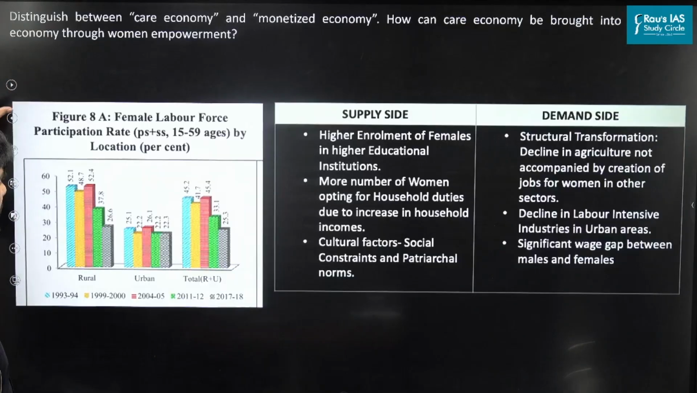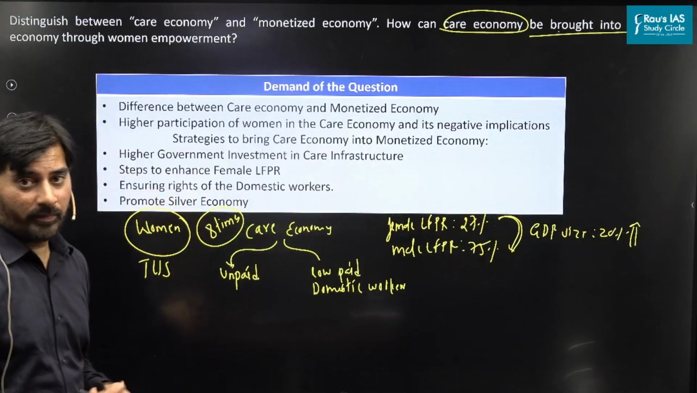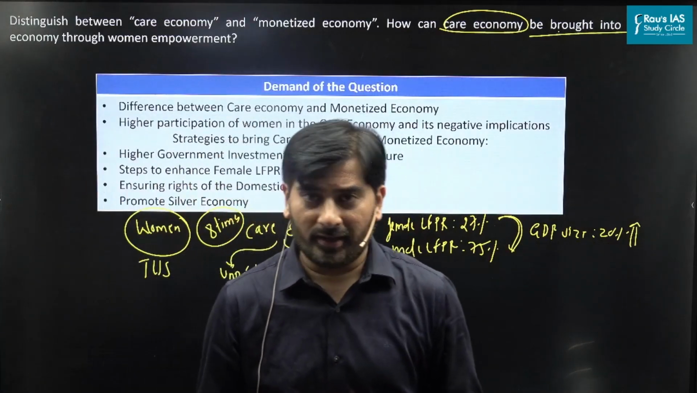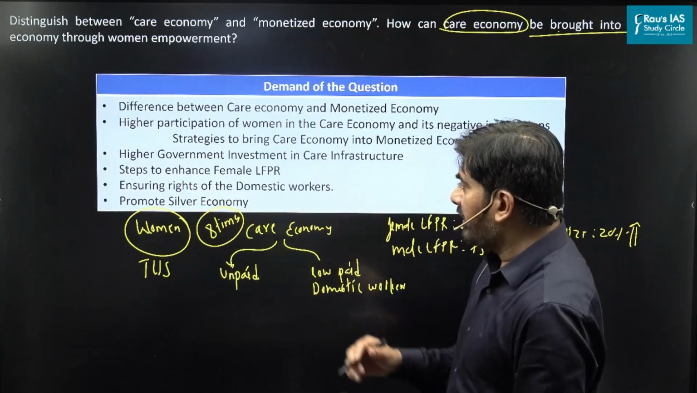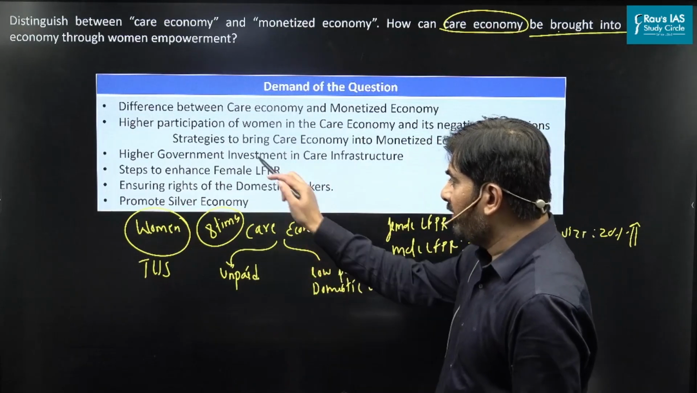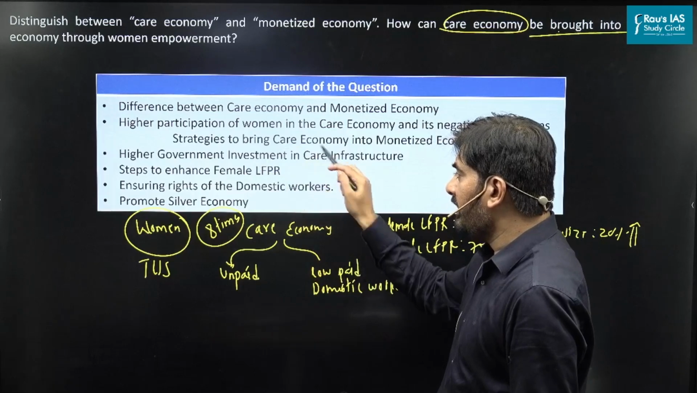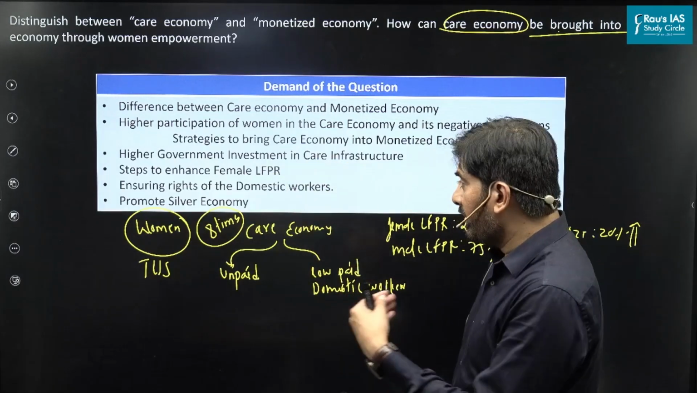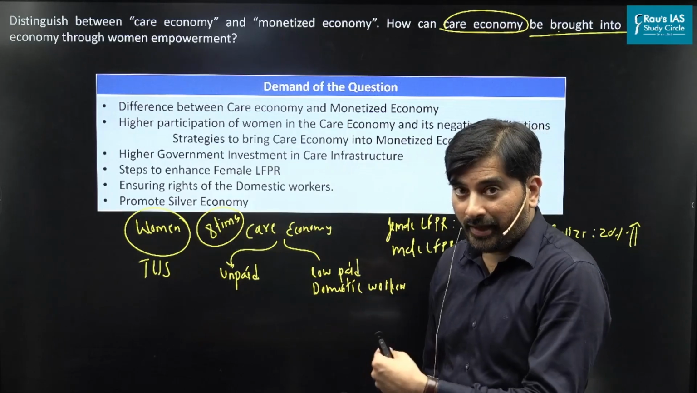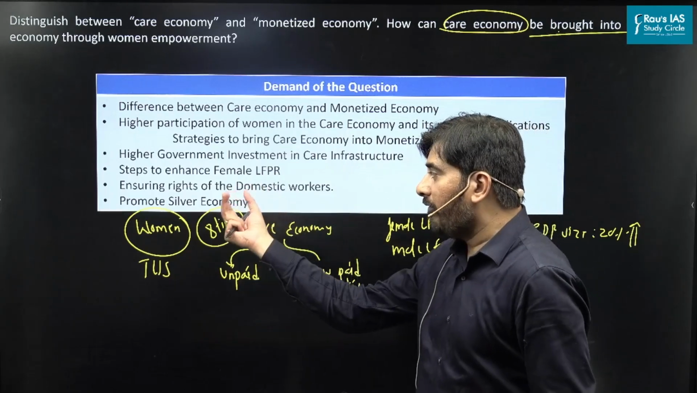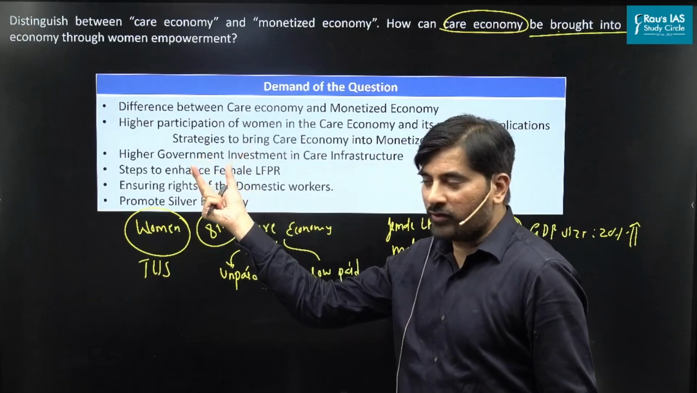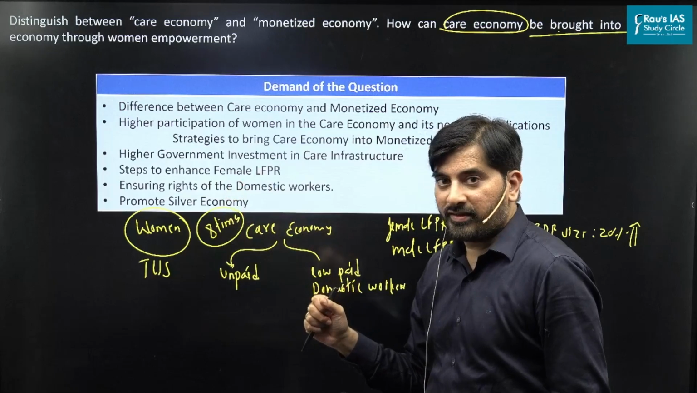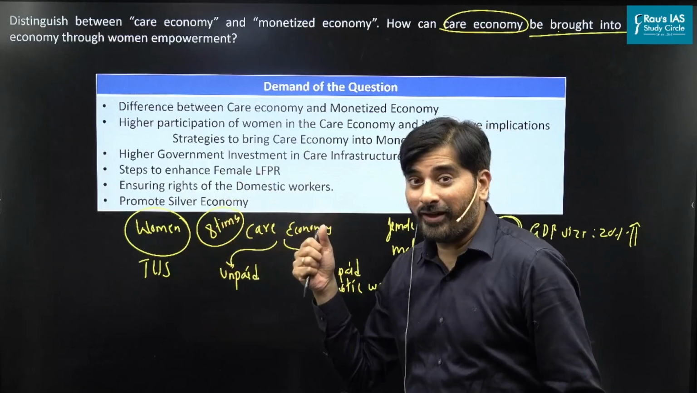So, what should we do in order to bring the care economy into monetized economy? Some of the things we have to do: government would have to spend more money in care infrastructure so that the need for women to work in the care economy reduces. We have to enhance the female labor force participation rate. We have to ensure the rights of the domestic workers and promote silver economy.